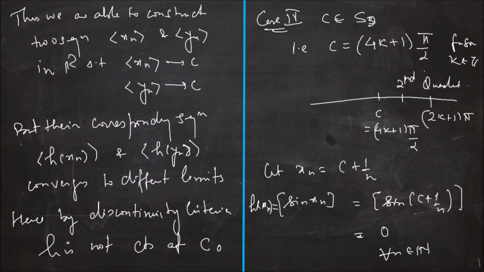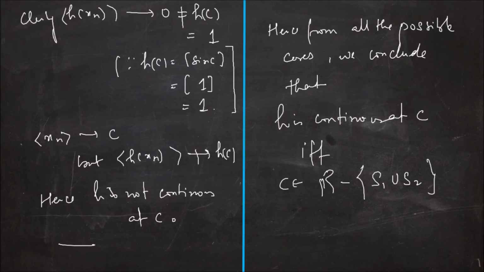Sorry, this was the case when C belongs to S2. Okay, so case 4 is when C belongs to S2. So C is of the form 4k plus 1 pi by 2. So we are able to show that H is continuous at C if and only if C belongs to R minus S1 union S2. So this completes part C of question number 4.